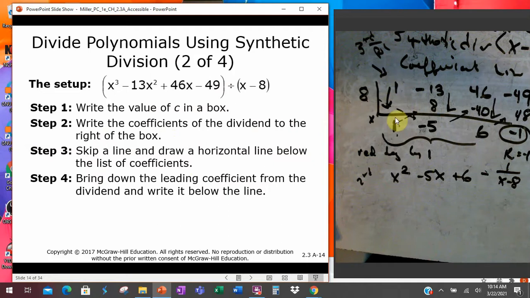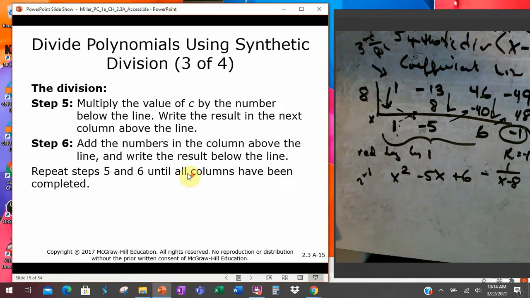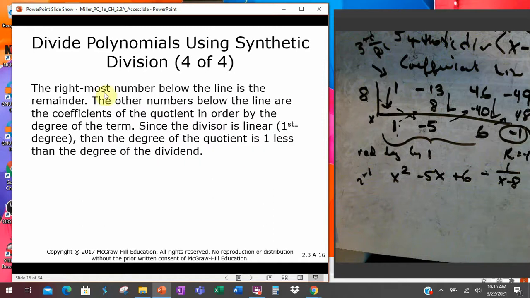That's that step. Write it below the line. Multiply that value by c, from x minus c. Write the result in the next column above the line. Add them. Continue until you've got all of these finished. And that's my result. The rightmost number below the line is the remainder.